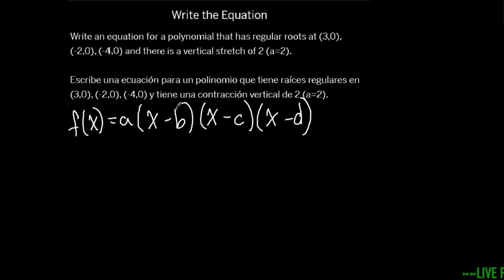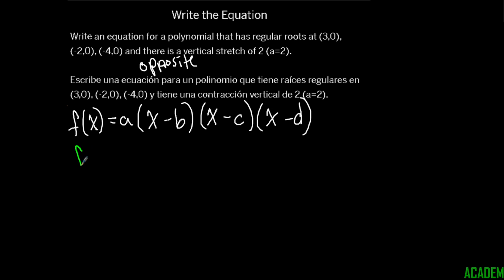Again, I should make sure these need to be opposite from what you have in the points. So if we know the points on the graph, I know that I have to take the opposite of them to write them in the equation. So it's going to look something like this.